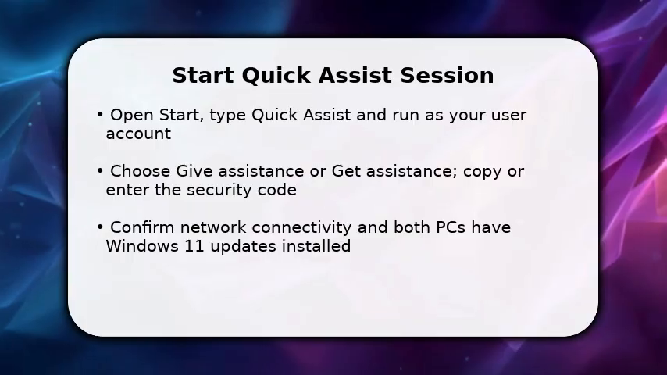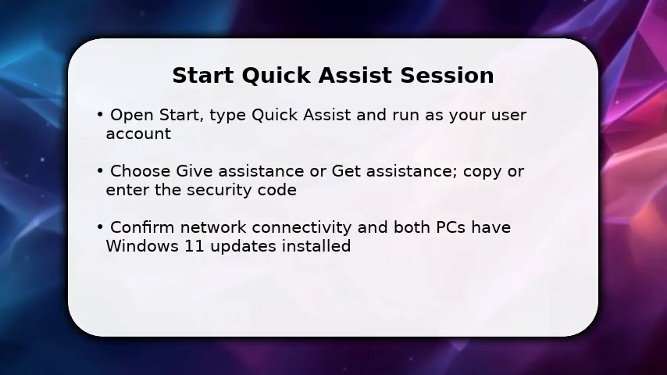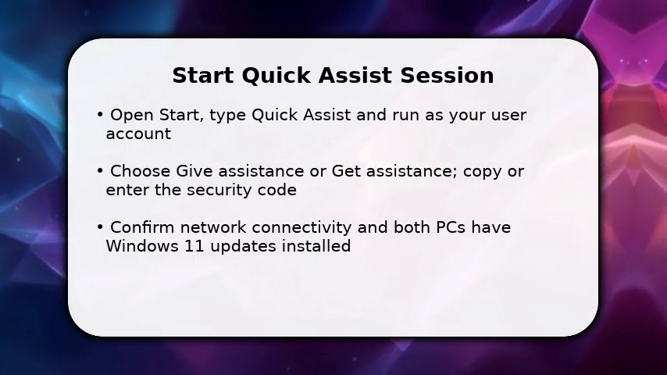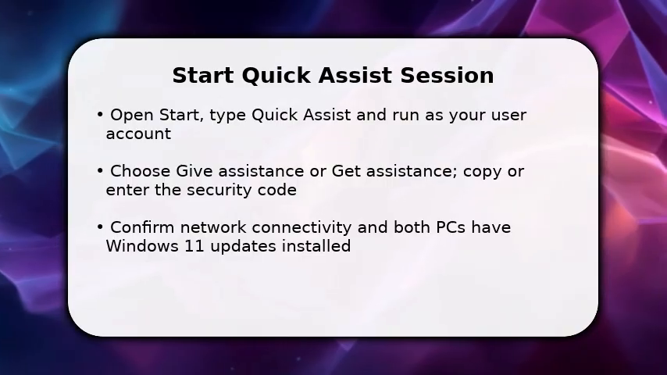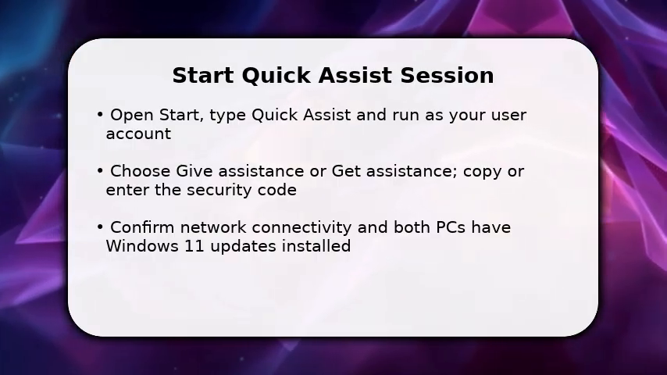You begin by opening Quick Assist from Start and choosing Give Assistance. This immediately creates a secure session code. Once you see the code, tell the other person to open Quick Assist and paste that code under Get Assistance. Make sure both machines are online and that Windows 11 updates aren't blocking features.